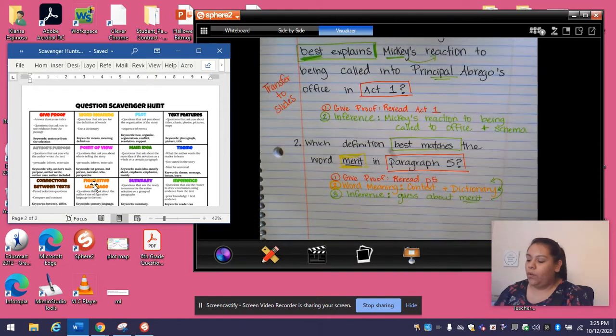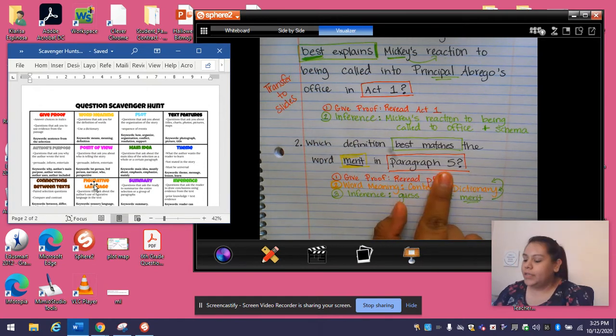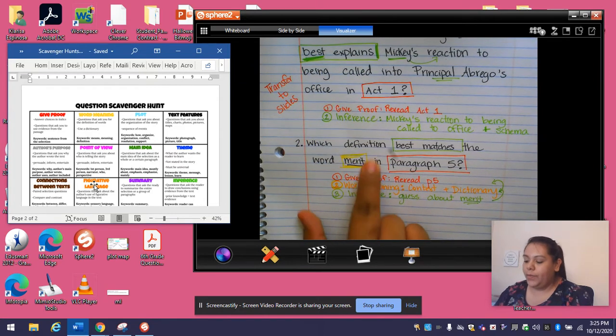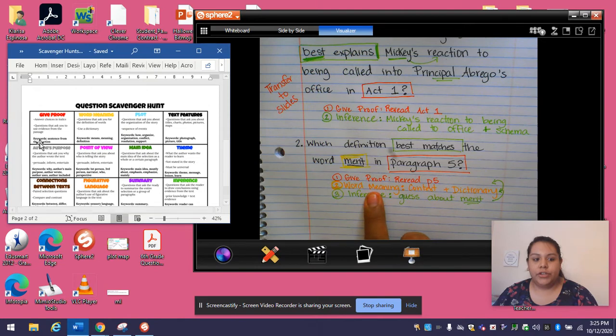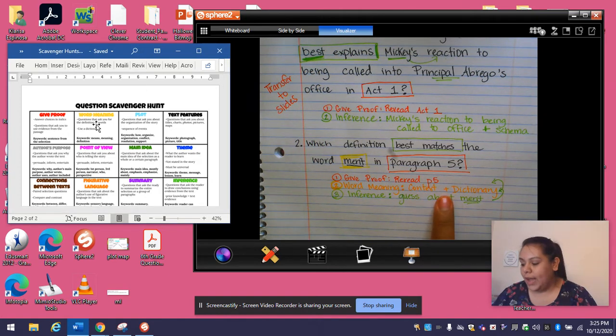Question 2 says, which definition best matches the word merit in paragraph 5? First thing, I see paragraph 5. That's my first skill, give proof, and then the directions for my brain: reread paragraph number 5. The second thing, I see a vocabulary word right here, so this is a word meaning question. This is the second thing my brain needs to do. I read the sentence from the story, plus I look it up in the dictionary after that. Context first, and then the dictionary. And then finally, I need to make an inference. I need to make a guess about the word merit.